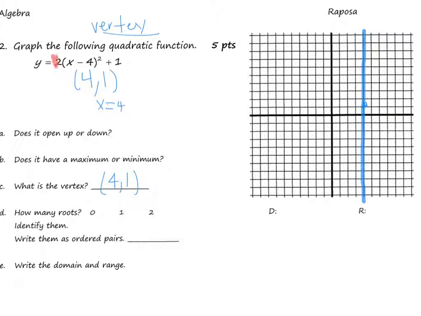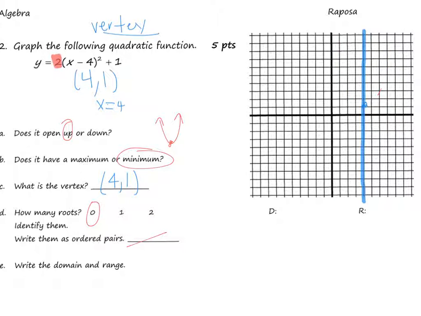Does it open up or down? Well, let's look at A. If A is 2, it opens up because it's positive. If you have a parabola that's opening up, then it means that it has a minimum. If this thing is opening up right now, like this, it has 0 roots. So we don't even have to care about writing them as an ordered pair. The only thing we need to do now is graph so we can find the domain and the range.